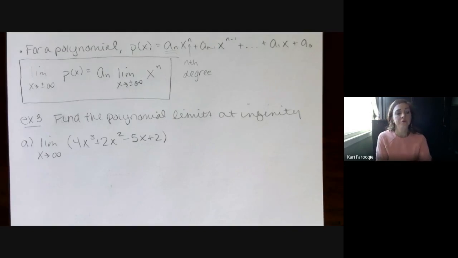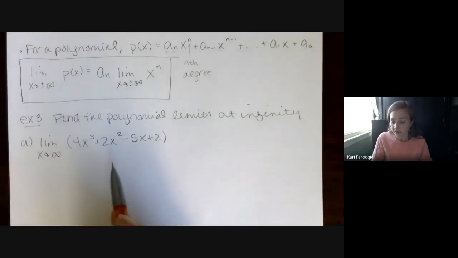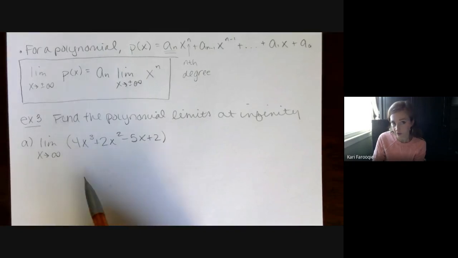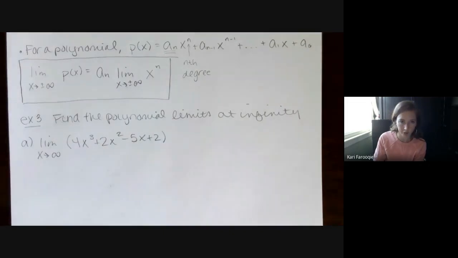Okay, so it's important to recognize when you have a polynomial. In this case, we do have a polynomial. We don't have any variables in any denominators. You don't have any variables being taken to negative powers. You don't have any variables inside radicals. So those are the main things to look for. So this is just 4x cubed, 2x squared, 5x, 2, all polynomial terms.